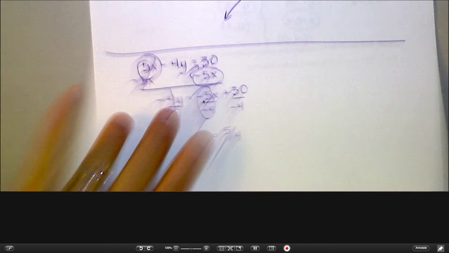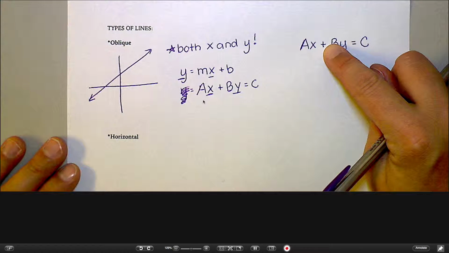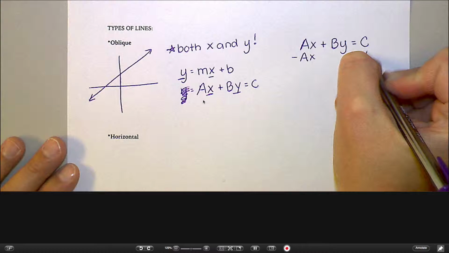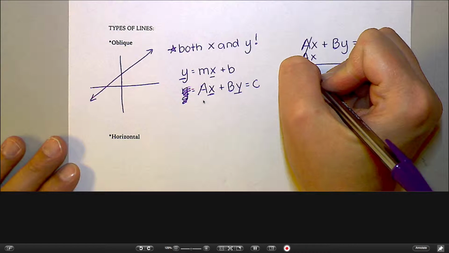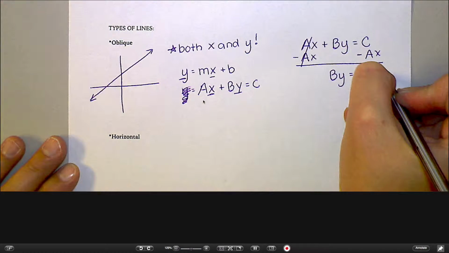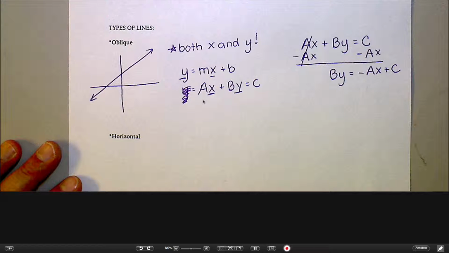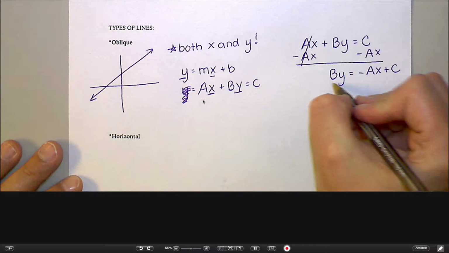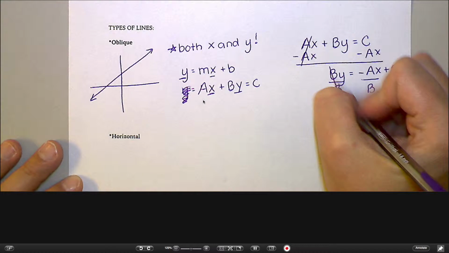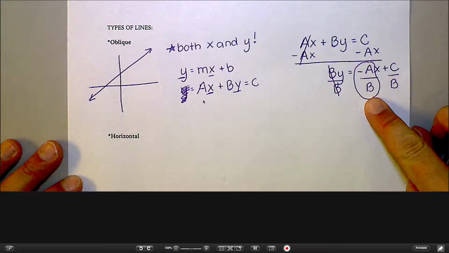Okay? So let's look back at the letters now, the scary letters. If I put this in slope-intercept form, I would subtract ax from each side. Do you agree? Yeah. So I end up with by equals negative ax plus c. Okay? And then what would I do? Divide everything by the b. Okay? And you see what ends up happening is in front of the x now, where the slope should be, you get this negative a over b.